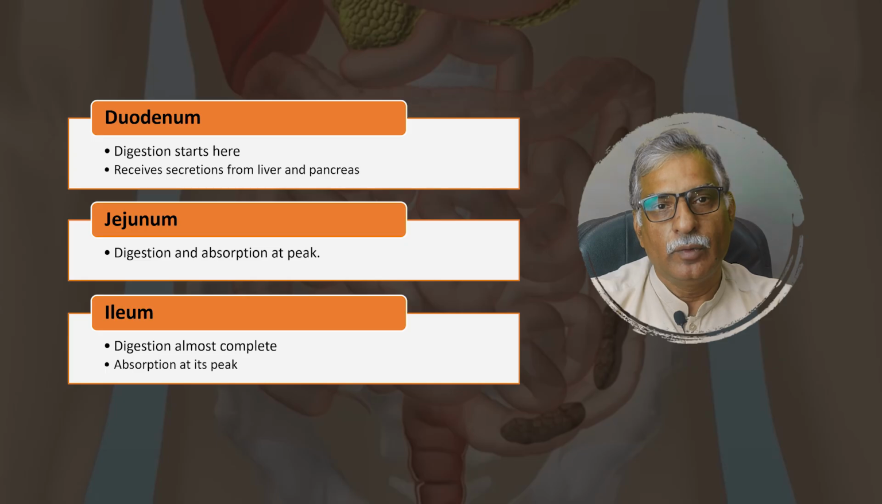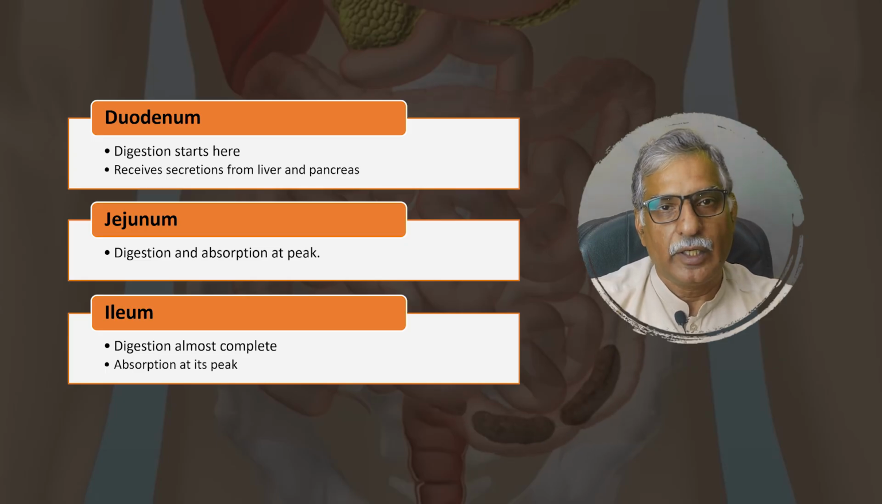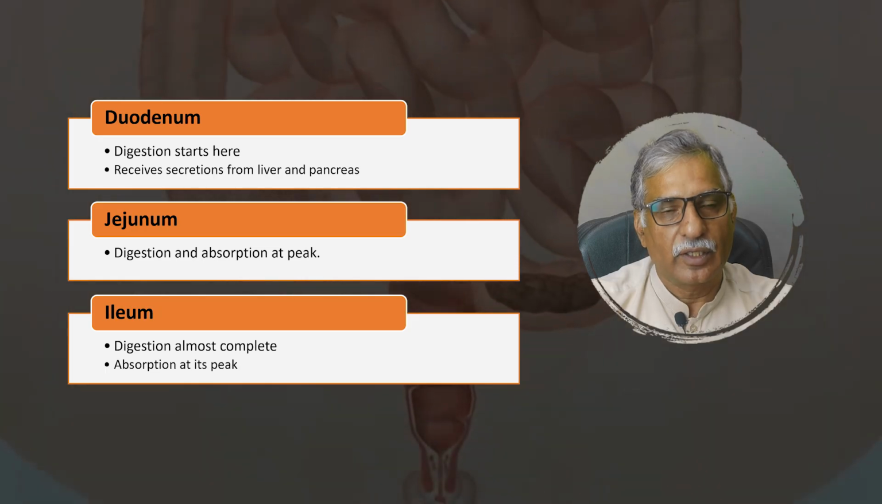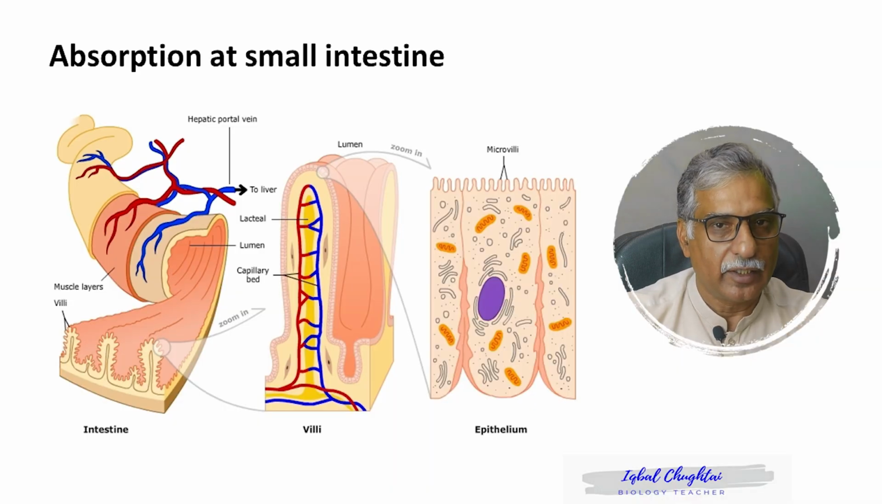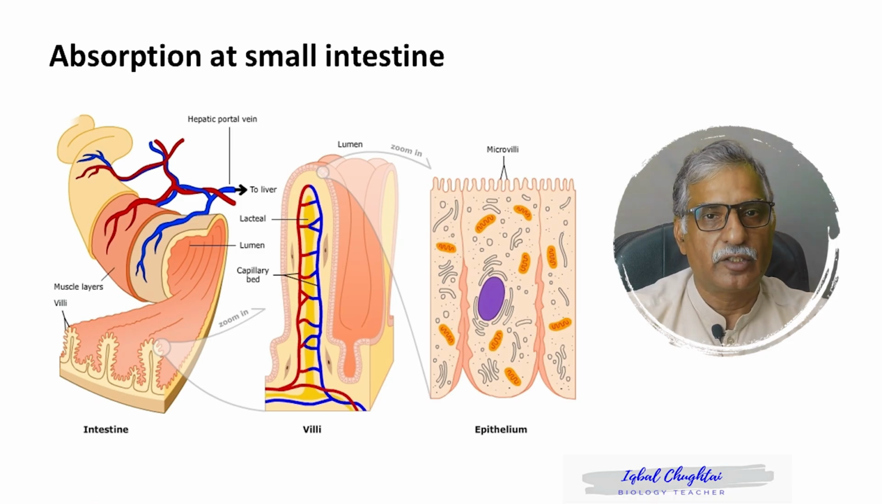In order to absorb these substances efficiently, the inner wall of the small intestine is projected into finger-like outgrowths. These finger-like outgrowths are known as villi in plural, and a single projection is known as a villus. These villi are collectively increasing the surface area of the inner wall of the small intestine in order to increase the absorption.